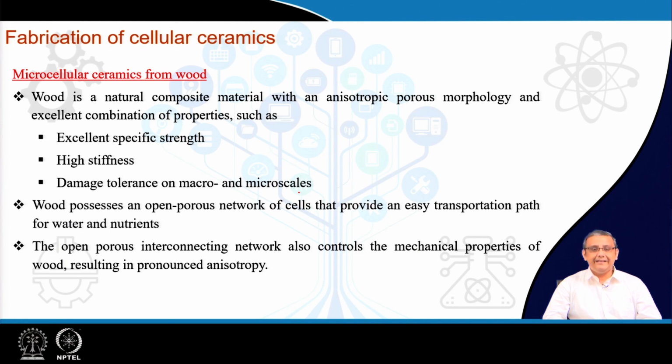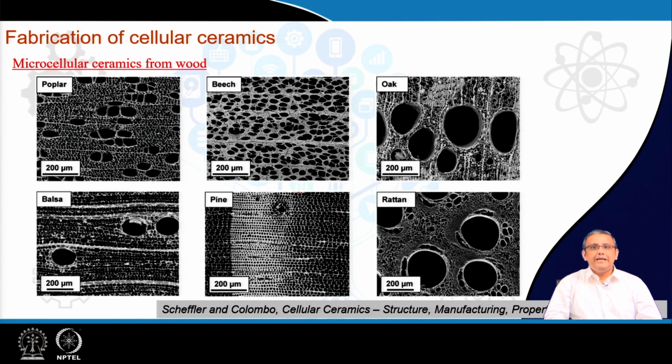Also, wood has another advantage: it possesses an open porous interconnecting network, which is very important because it allows proper infiltration. Typical microstructures of different kinds of wood are shown here, and as we can see, these are very interesting, extremely varying and unique microstructures. This uniqueness cannot be fabricated by any of the artificial foaming techniques, because these are natural microstructures.